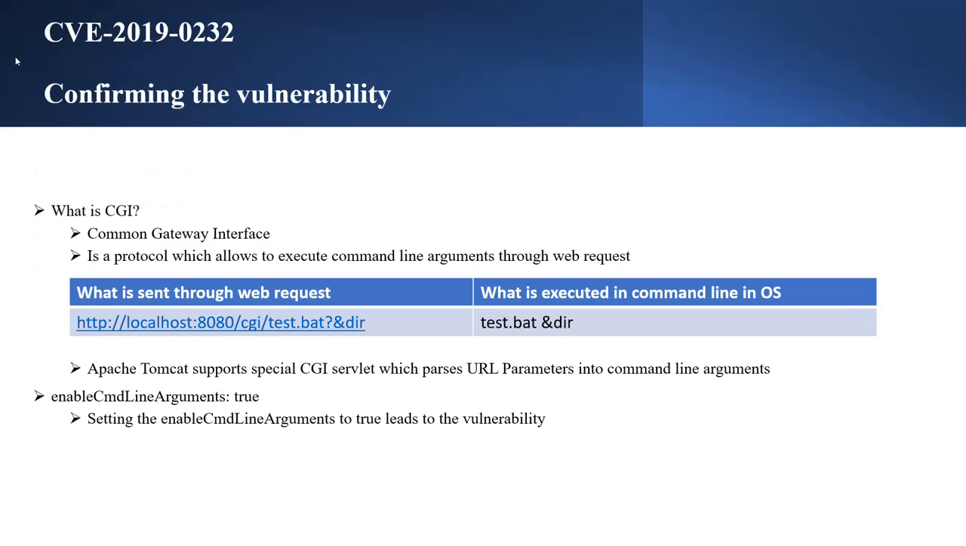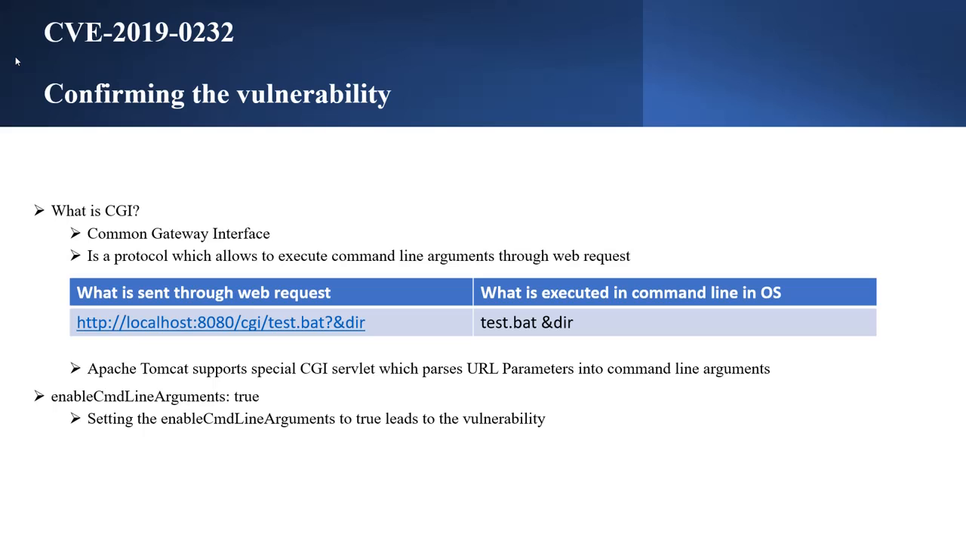Here, CGI means the Common Gateway Interface, which is a standard protocol to allow any web server to execute command line programs using web requests. This protocol also allows passing command line arguments to the script or program being executed via URL parameters. The vulnerability exists because of this URL parameter part. Apache Tomcat supports the execution of CGI scripts in a non-default configuration via a special CGI servlet. This servlet also passes URL parameters and translates them into command line arguments. As you can see here, the web URL has the end part such as test.bat and the parameter is dir. But what is being executed is shocking.